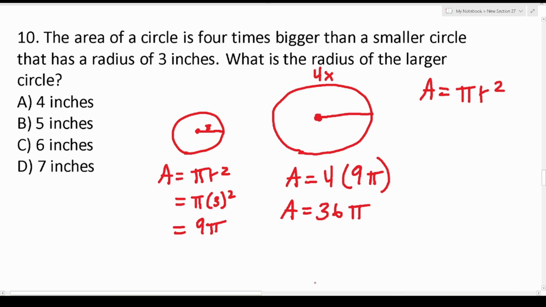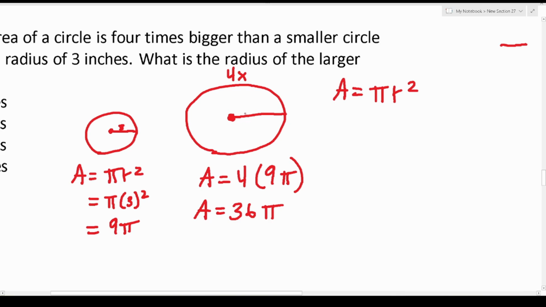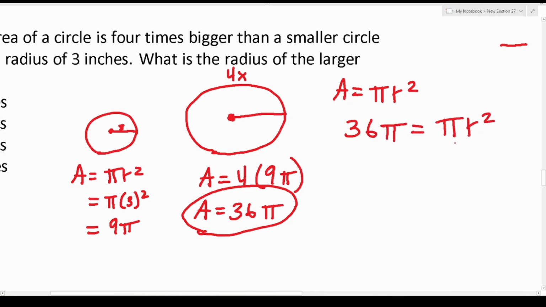So we have to think about how we're going to figure out what this radius is. Well, it's not that difficult to do. We know the area of this larger circle, and we can plug that into this area formula over here and solve for r. So let's see what that looks like. Again, the area of this larger circle is 36 pi. So this is 36 pi equals pi r squared. Again, we're solving for its radius. We want to know what that's going to be.